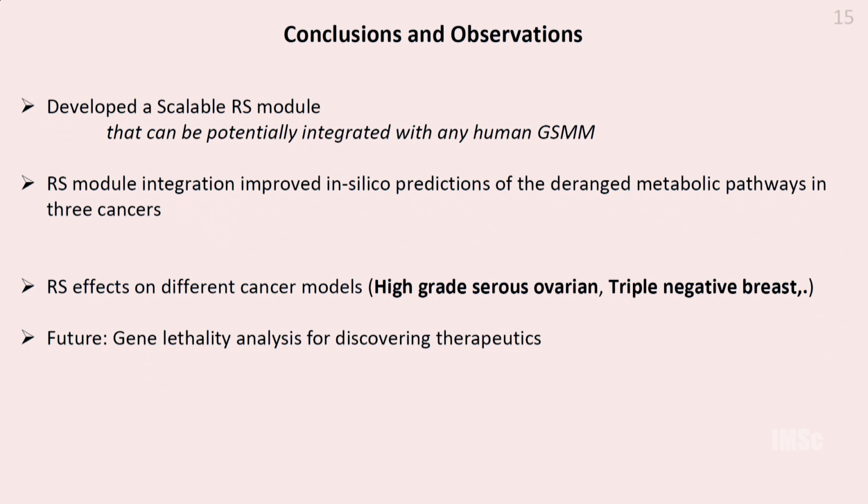Some of the conclusions we can draw: we have developed an RS module. This module is publicly available. If you want to use it, you can use it to understand what role reactive species play in your diseases. It helps us understand some of the metabolic pathways in cancer. We also used this for breast cancer as well as ovarian cancer. In future, we are trying to do some analysis to discover therapeutics and biomarkers using gene and literature analysis.